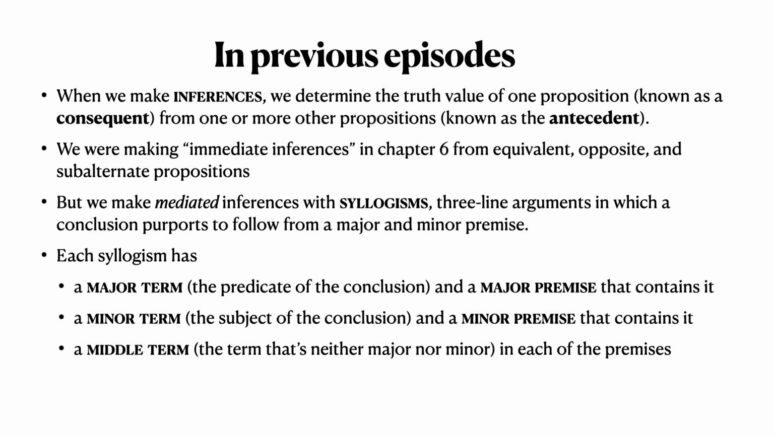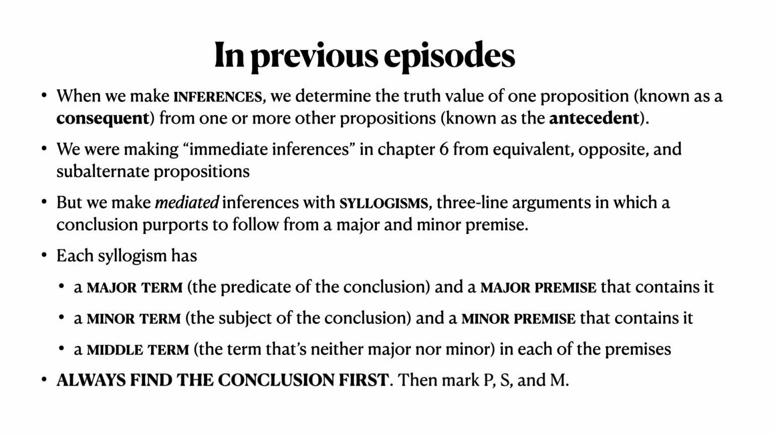There is also a middle term in every syllogism. That's the term that's neither the major nor the minor term. It will appear once in each of the premises and never in the conclusion. So, to mark a syllogism, we always find the conclusion first. When we find the conclusion, we mark a P on its predicate, and that is our major term. And then we mark P above where that major term appears in the premises. And then we put an S on the subject of the conclusion, the abbreviation for the minor term. We put that S on the minor term every time that it appears in the minor premise. And then what's left over? What's left over is the middle term, and the middle term gets to use the abbreviation M.